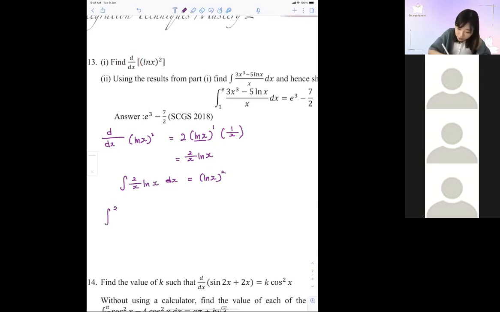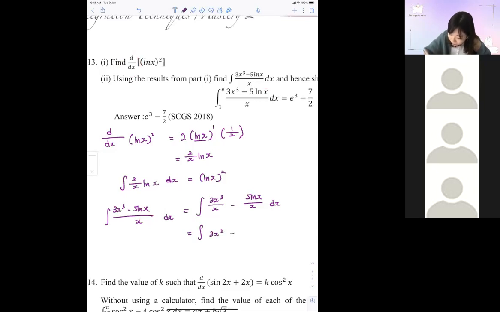They want me to integrate 3x cubed minus 5 ln x over x. For this, there is no quotient rule. You need to split it up first. You can't do partial fraction for this because of the ln. So you split it up: 3x cubed over x minus 5 ln x over x dx. Then you will have 3x squared minus 5 over x ln x. I just write it like that.